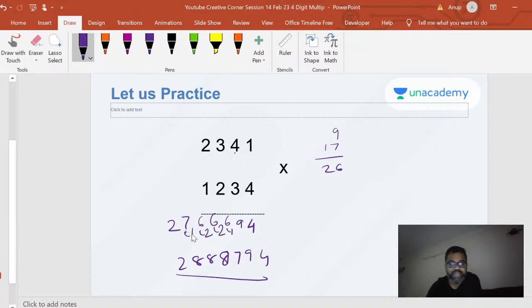The only thing about carry is that the carry will go and sit on the next number. So this 27 becomes a 28. The 6 becomes an 8 here. This 6 also becomes an 8, right? And this 6 becomes a 7, and 9 and 4, right? That's what it is.